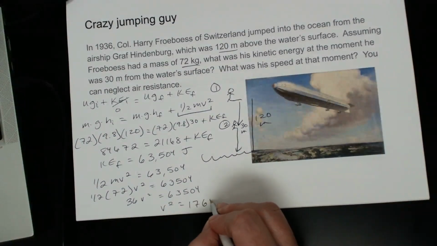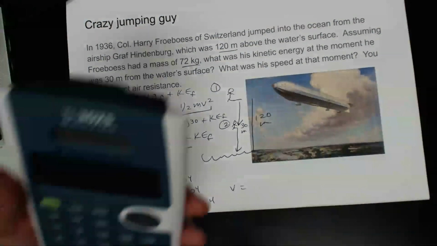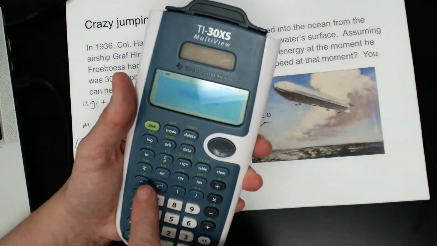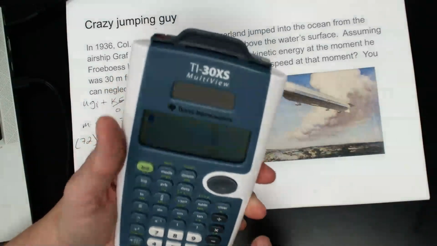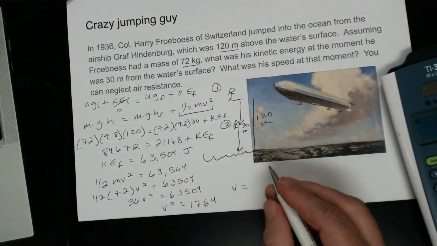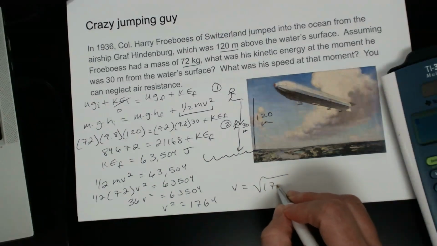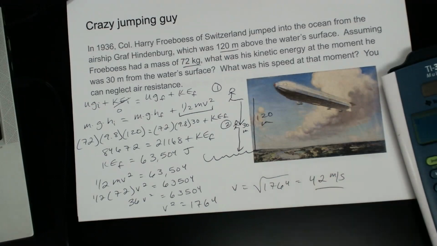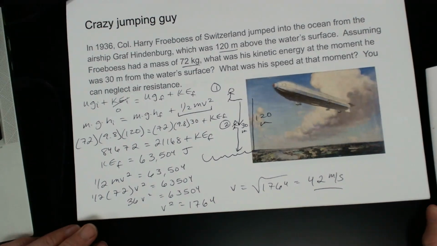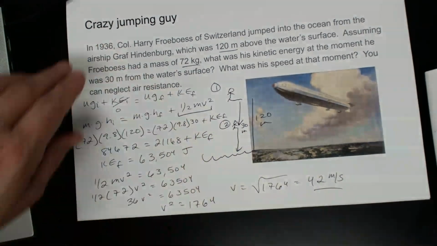And then I've got to take the square root of that to get my velocity. So square root of 1764 is 42. So he is going at 42 meters per second, which seems really fast to me. I feel like he probably hurt when he landed in the ocean. So that's why I call him Crazy Jumping Guy. Anyway. All right.